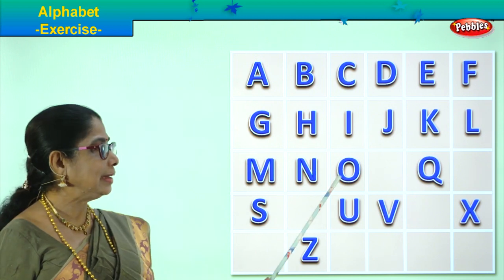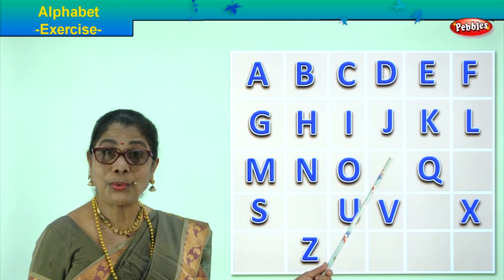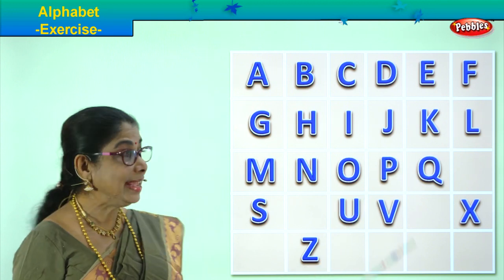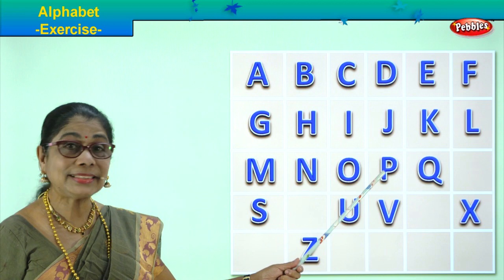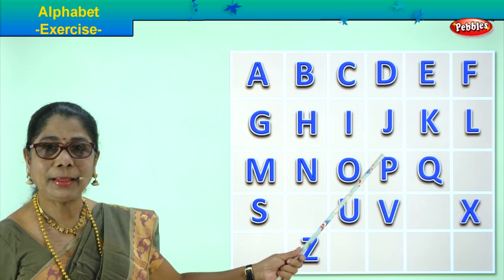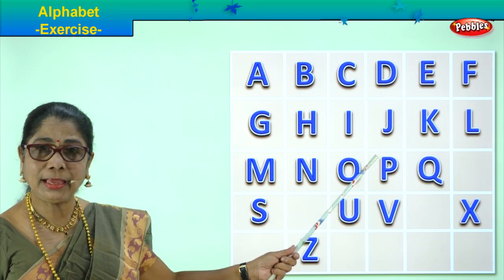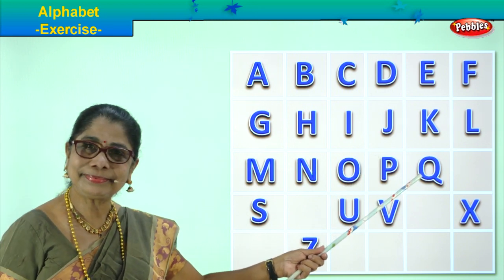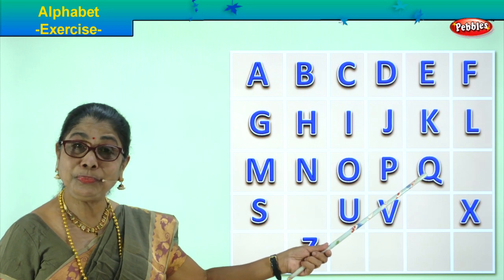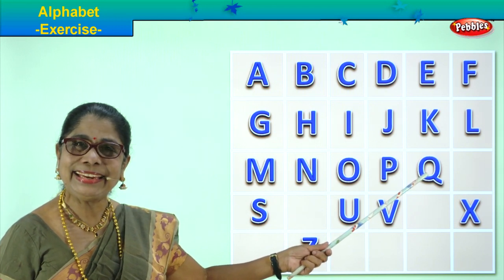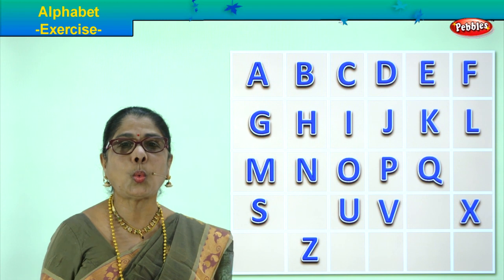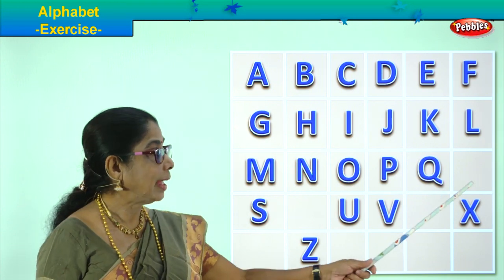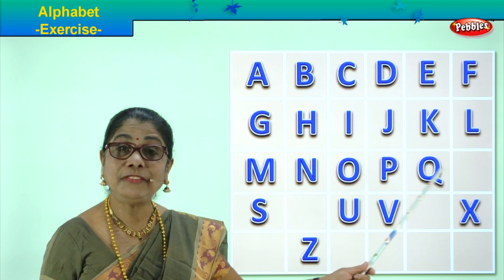What will be the next letter after O? Very good, letter P, pink, sound P. Letter P, pink, P. And what is this letter? Letter Q. Queen. Sound. Qua. Good. And what can be the letter after Q?